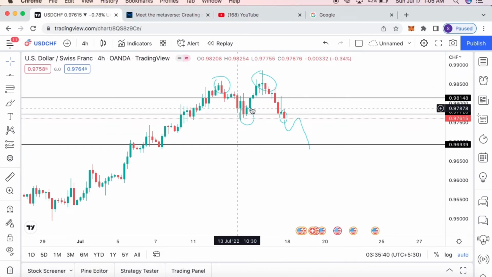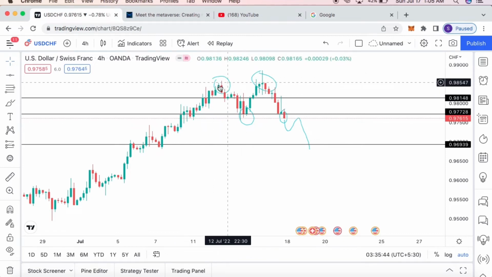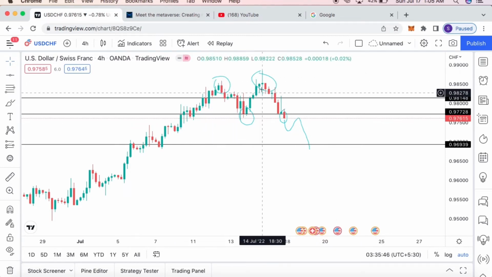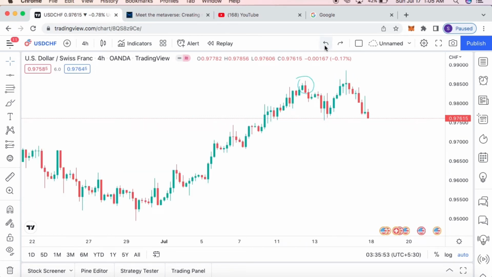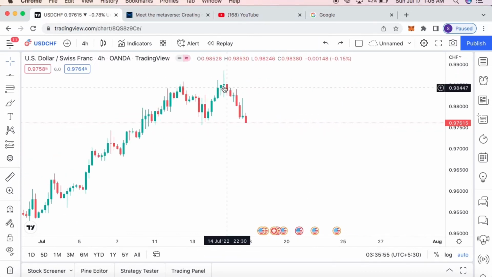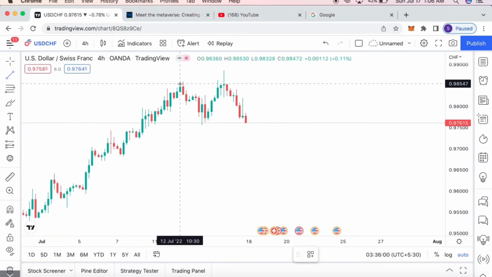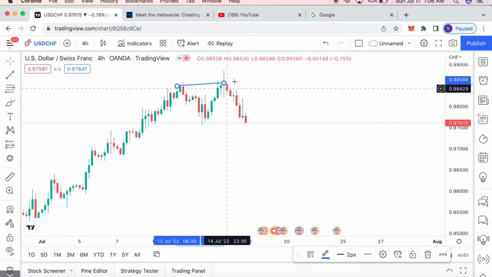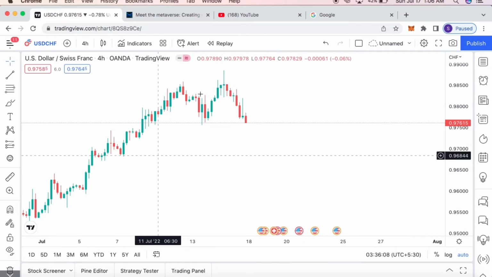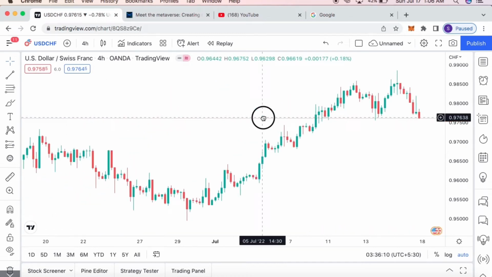So this is a double top, guys. As you can see, this is our double top. Again, we would even identify divergence when we add our RSI, because here we see price giving us this, price is coming up, you see. So when we add our RSI, we shall definitely see divergence. So this is our first pattern on the USD CHF.